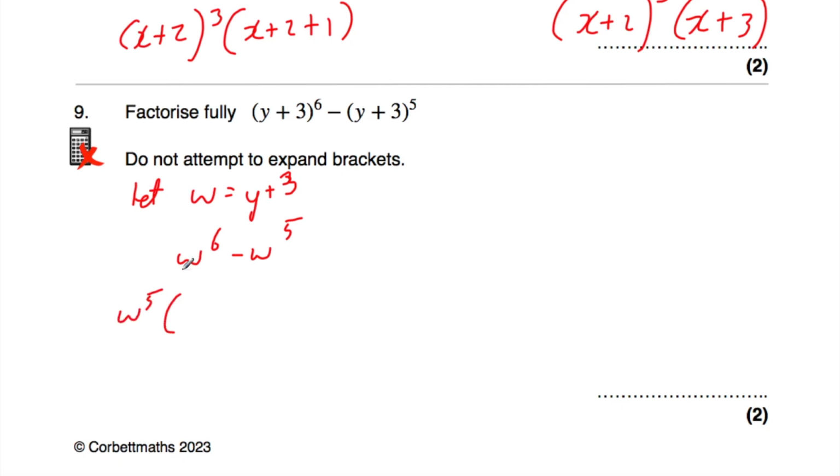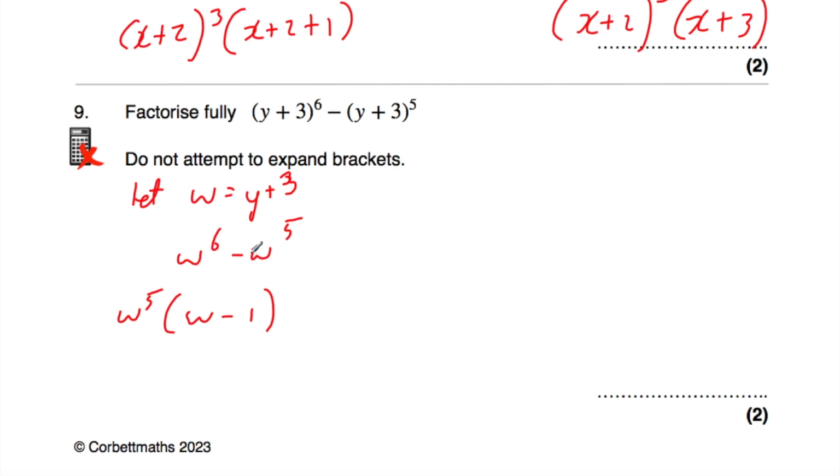Open up brackets, and then w to the power of 6. If you take out w to the power of 5, you would just be left with w, and then we've got our minus, and w to the power of 5, we've taken that out, so we'd be left with minus 1, close brackets. And I always like to check I factorized correctly here. So w to the power of 5 times w is w to the power of 6, and w to the power of 5 times negative 1 will be minus w to the power of 5.